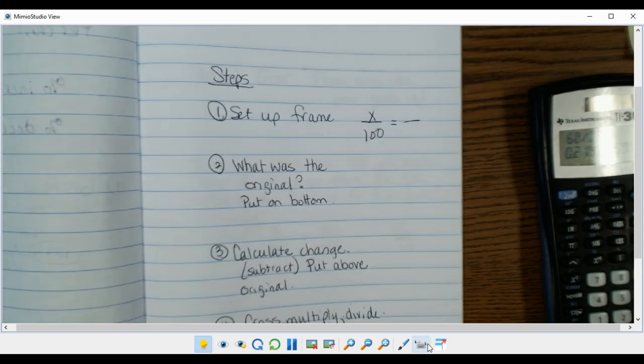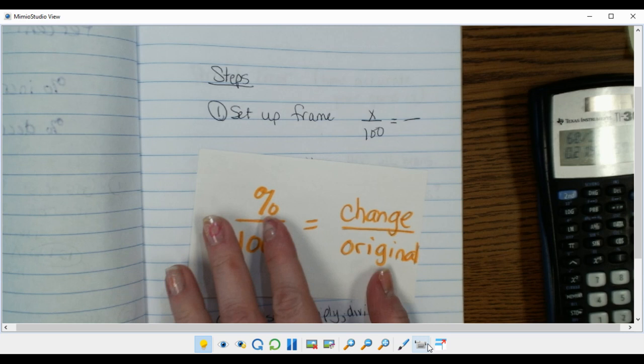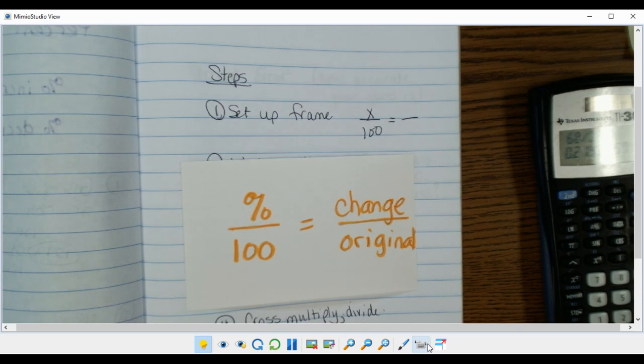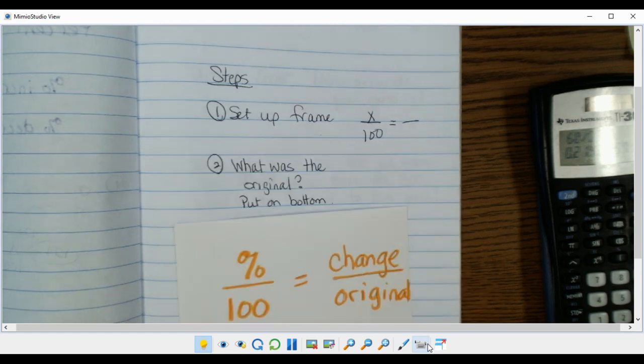All right, so let's talk about some steps. You're going to set up the frame like we've done the whole time, right? Percent over 100 equals change over original, line equals line, filling your 100. You're looking for the percent, so fill in your X. Figure out what was the original or the whole or the total or where you started with. The first one. That goes on the bottom.